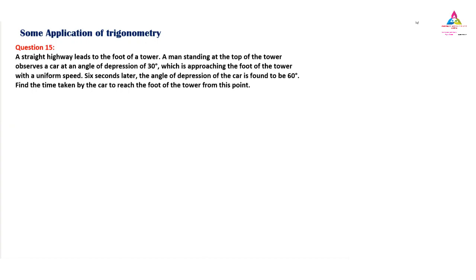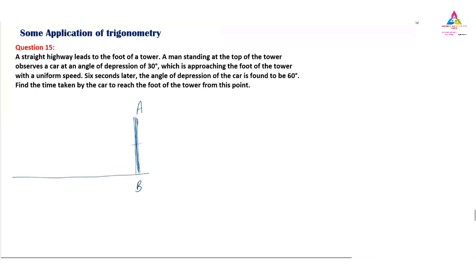First we have to draw the diagram. A person is standing on top of the tower itself. So there is a highway that leads to the foot of the tower. We will consider this is a tower. You can draw it on the other side also, no problem, but I will draw this side only. A person is standing at this point, which I will take as A. This is B, the foot, so AB is the height of the tower.